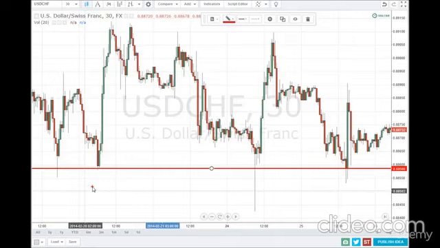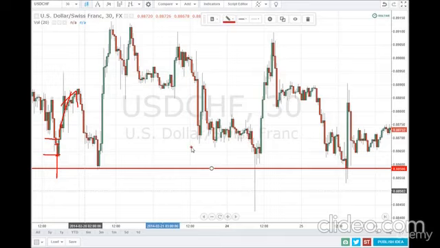If this support has acted as support in the past, we may have noticed this first rejection on our screen, and we have a pin bar, a small body with a long wick. That's our signal to start placing call options. The pin bar is also followed by a bullish engulfing candle, and price goes on the upside.